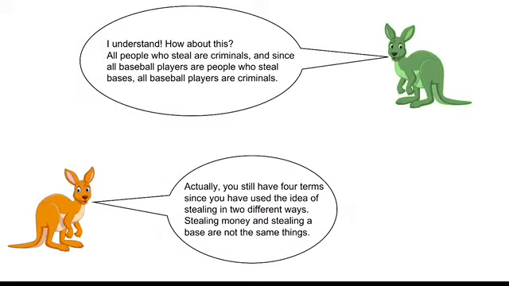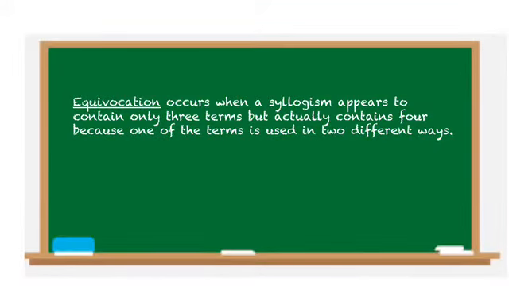And then Green Roo says, I understand. How about this? All people who steal are criminals. And since all baseball players are people who steal bases, all baseball players are criminals. And Original Kangaroo says, actually, you still have 4 terms, since you have used the idea of stealing in 2 different ways. Stealing money and stealing a base are not the same things. So even though that kind of seemed like Green Roo had the right number of terms, actually that wasn't the case. And that leads us to an important term here called equivocation.